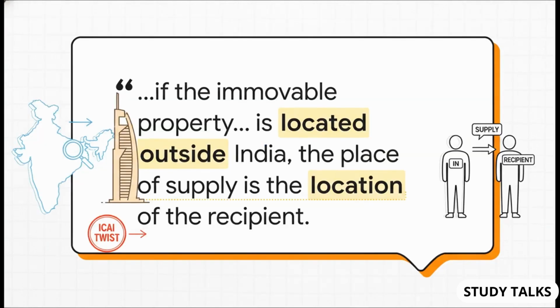But wait, this is so important. ICAI absolutely loves to throw in a twist using this little proviso. If the property in question is located outside of India, the whole rule flips on its head. Suddenly, the place of supply becomes the location of the recipient, not the property. So, think about an Indian architect designing a hotel in Dubai for a client in Mumbai. The place of supply would be Mumbai, not Dubai. You have to mark this down. This is an absolute goldmine for MCQs.